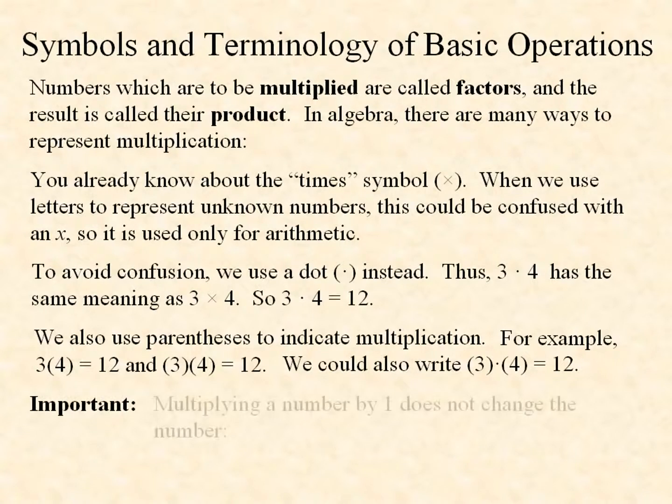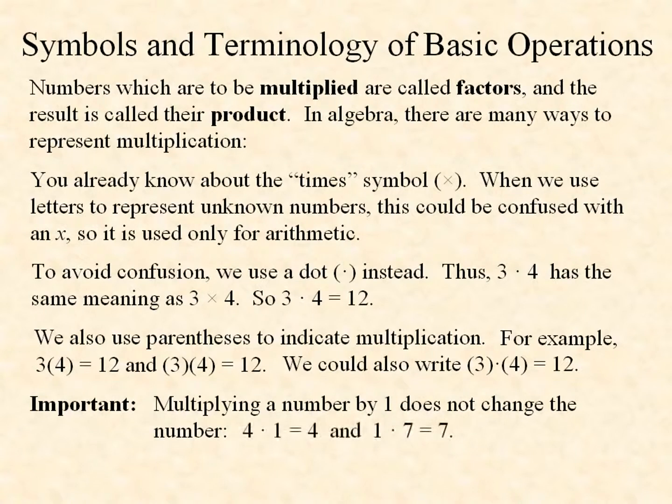Very important. Multiplying a number by 1 does not change the number. For example, 4 times 1 is 4, and 1 times 7 is 7. On the other hand, multiplying by 0 always gives 0. 4 times 0 is 0, 0 times 7 is 0.